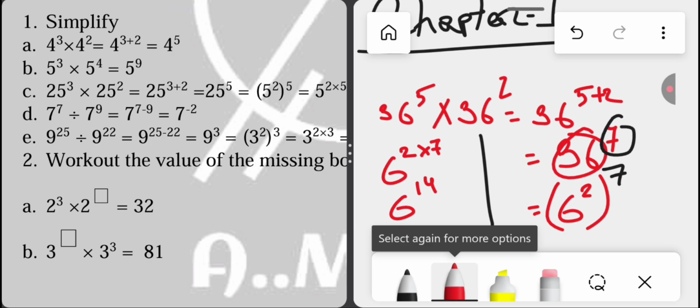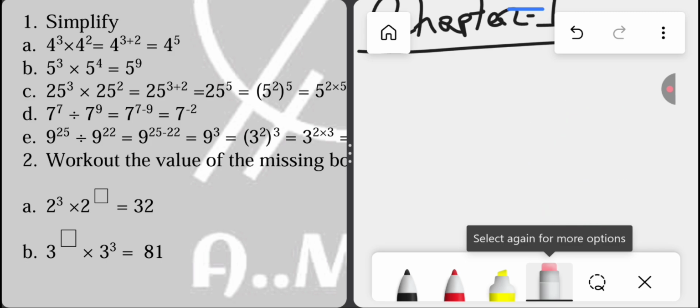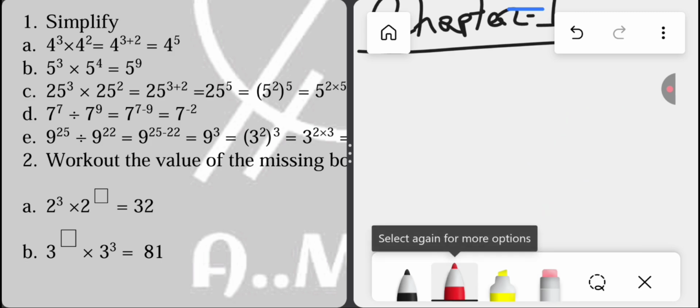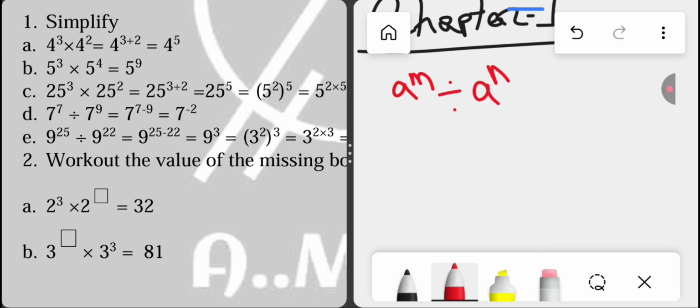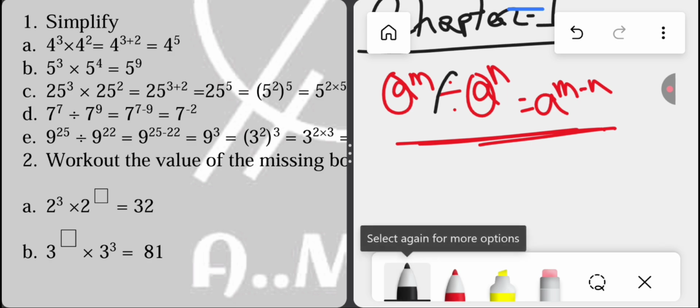Now let's come to the division part. The division part is showing that a to the power m divided by a to the power n, which is equals to a to the power m minus n, which means that when the bases are same and it's being divided, the powers get subtracted from each other.